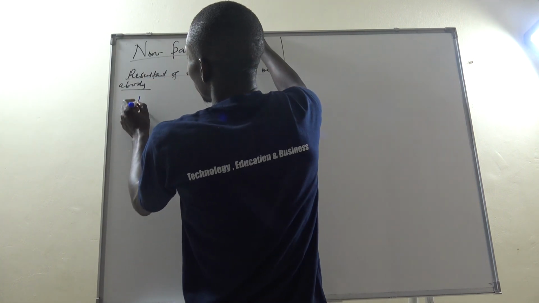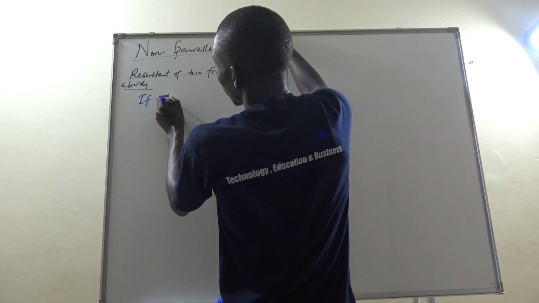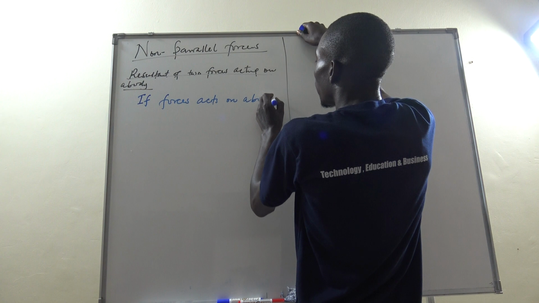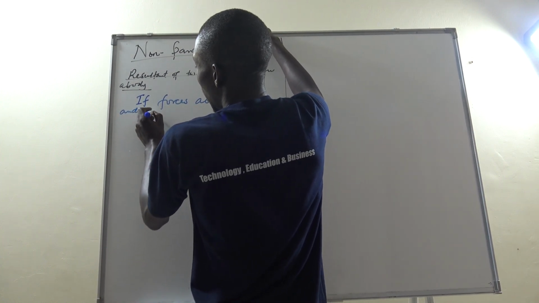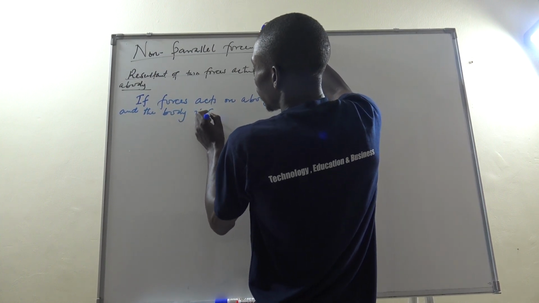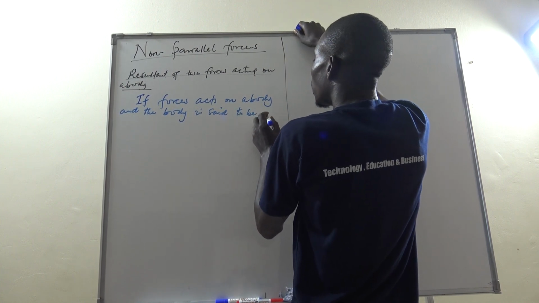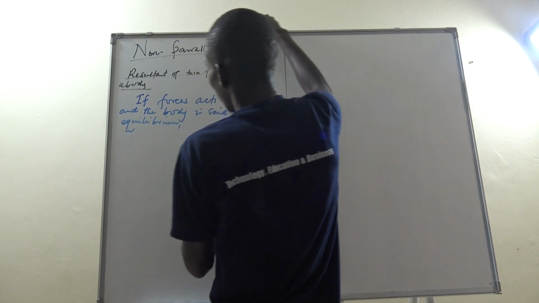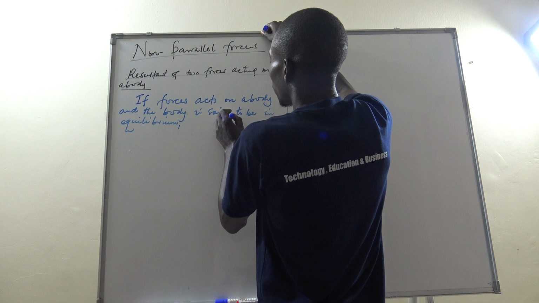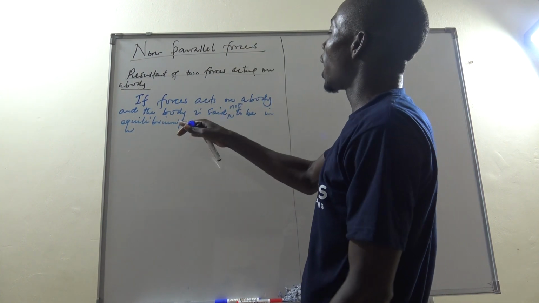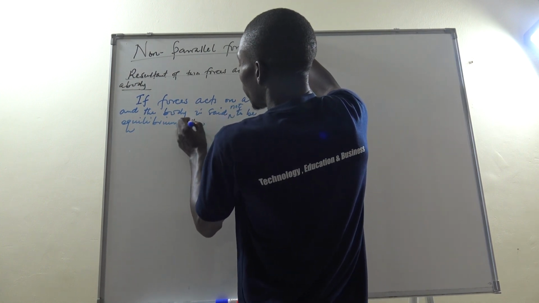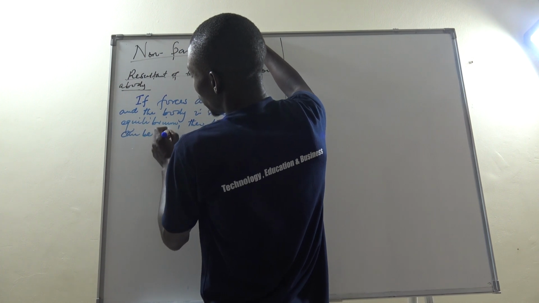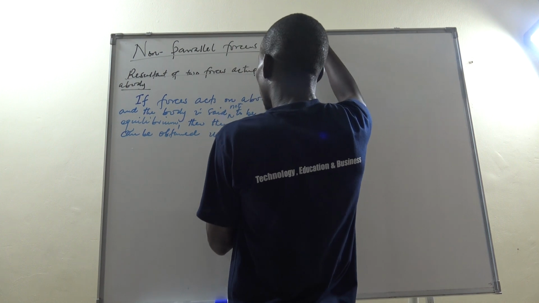So we can say, if forces act on a body and the body is said to be in equilibrium, and if forces act on the body and the body is said not to be in equilibrium, then the resultant can be obtained using a number of ways.